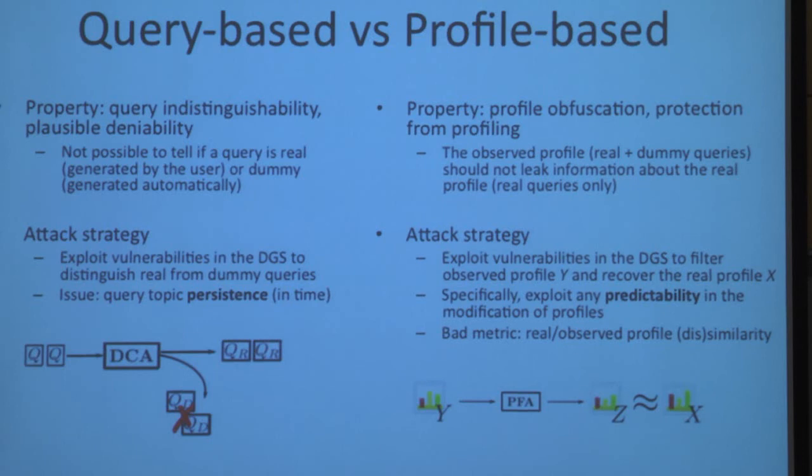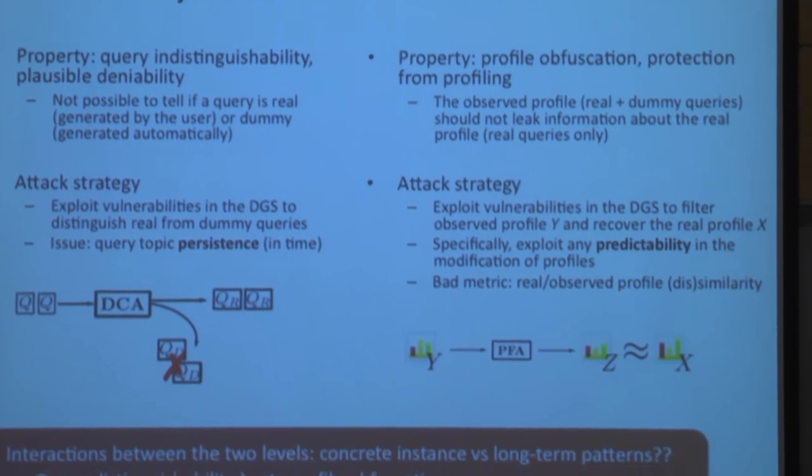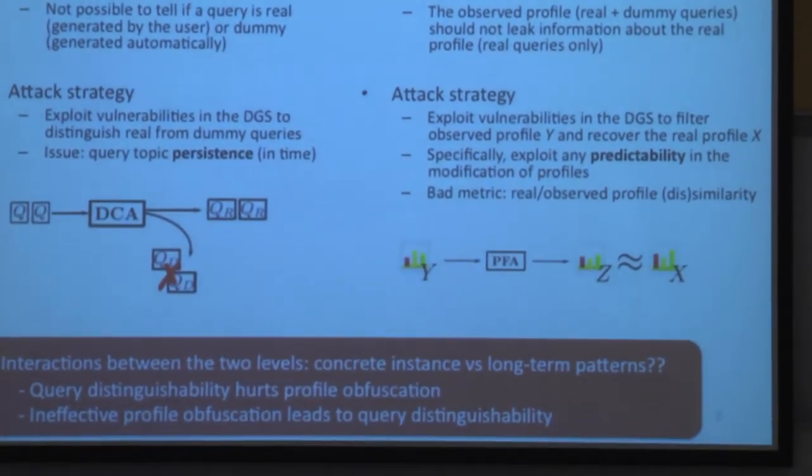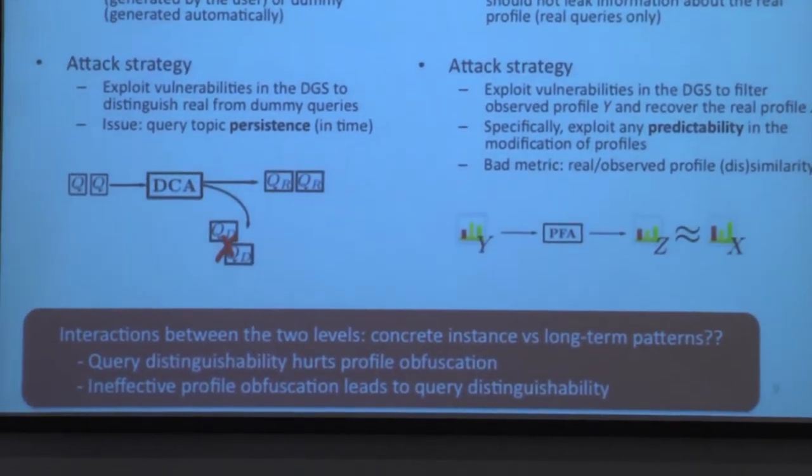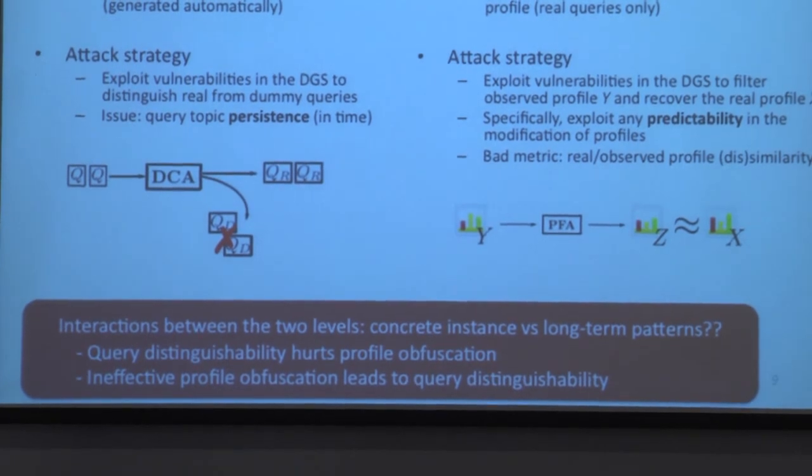Another complication here is that we cannot just look at these two levels independently, because they interact with each other in weird ways that, to be honest, I don't think we understand completely. If I am able to probabilistically distinguish these queries, then obviously I'm able to somehow filter this profile, because the queries that contributed to a certain category, if I know they are dummy or if I suspect they are dummy, I can reduce them, and this will modify the filtered profile that I obtain.